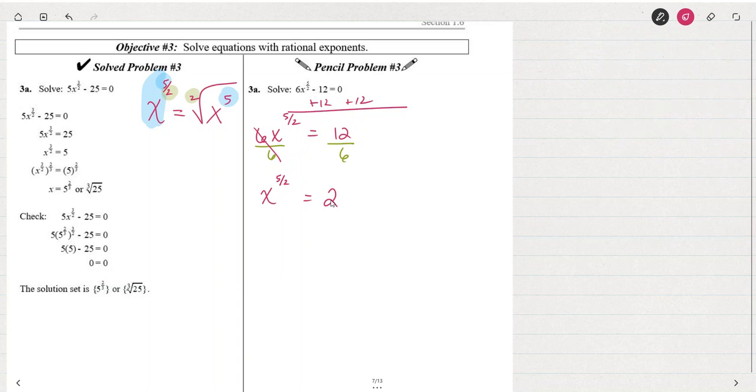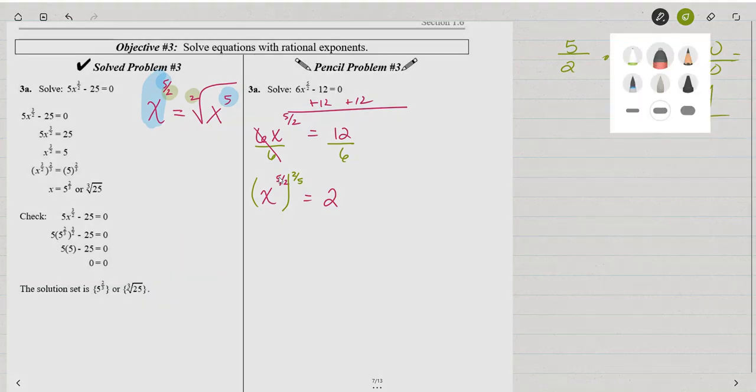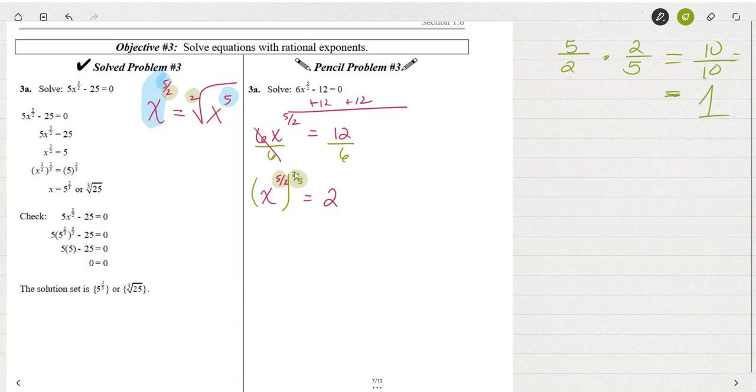And now, to isolate this x, to solve for x, I'm going to raise this to the 2/5 power. Because do you see what happens if I multiply 5 halves times 2/5? 5 times 2 is 10. 2 times 5 is 10. So that's 10 over 10, which is 1. So the way I can undo this 5 halves is to raise it to the 2/5, and they undo each other.